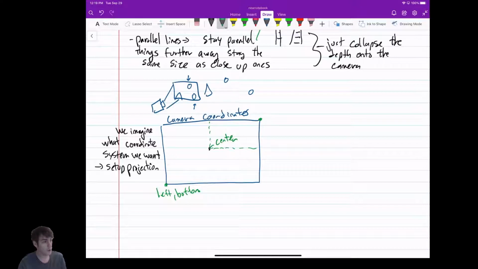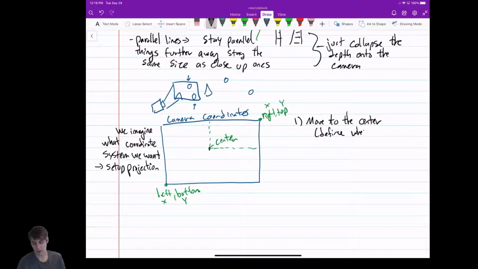And what do I want my right and my top coordinate to be? This is, of course, x comma y. So I make these things up, or I choose them. And then there are three things we need to do to set up that projection. One is we move to the center. We basically need to define where the 0, 0 is.